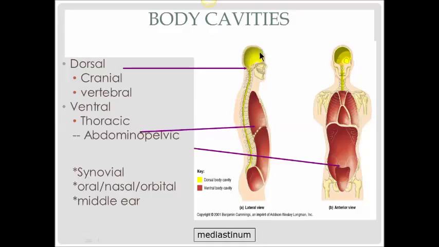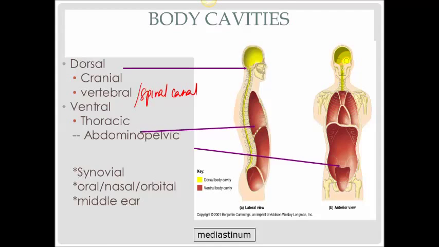The dorsal body cavity is further divided into a cranial cavity, which houses the brain, and a vertebral cavity or spinal cavity, which has the spinal cord. The vertebral canal or spinal canal is well protected because these are very sensitive and important organs, so you need to protect them. That's why you have the skull and the vertebral column.